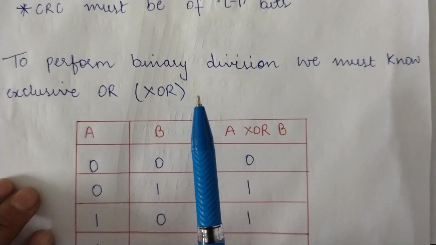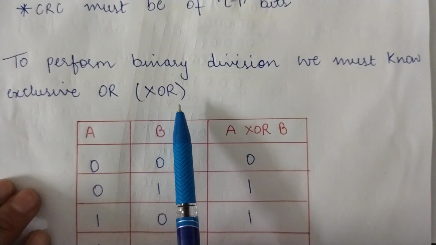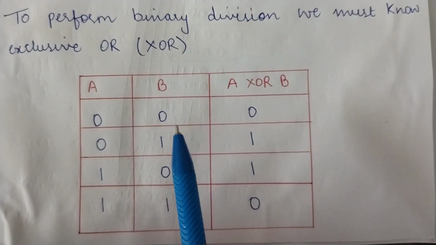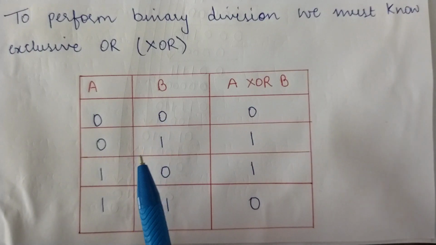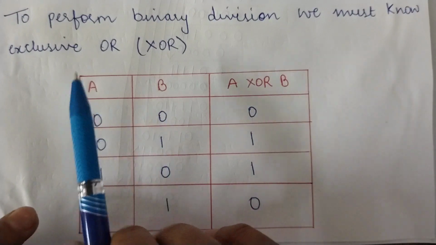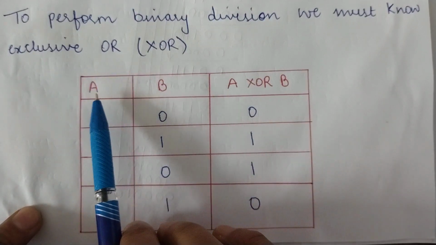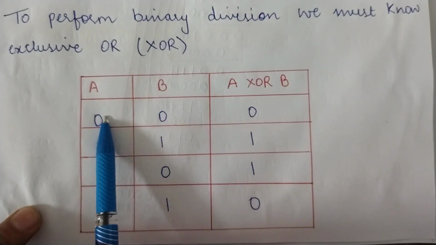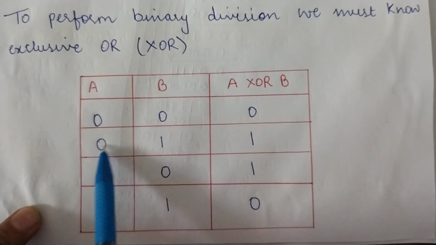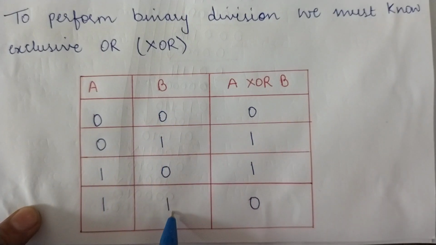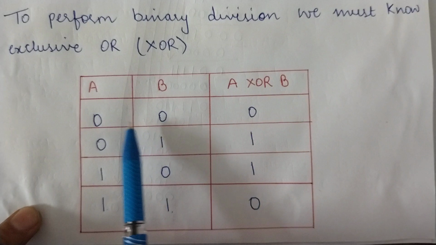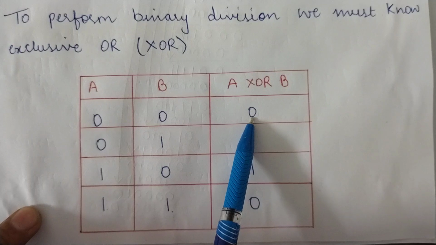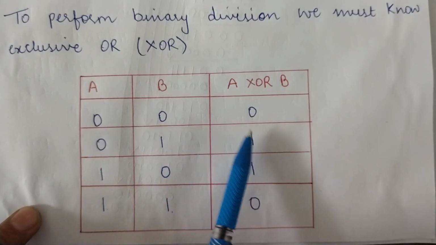Now to perform binary division, you must know the exclusive OR operation. This you'll get to know once I explain the binary division through an example. So as of now, you must know what XOR operation is, which is also known as exclusive OR. So if I take two values A and B, A will be 0 0 1 1 and B will be 0 1 0 1. So A exclusive OR B would give you, in case of exclusive OR, with the same binary digits you get 0, and with different binary digits you get a 1.